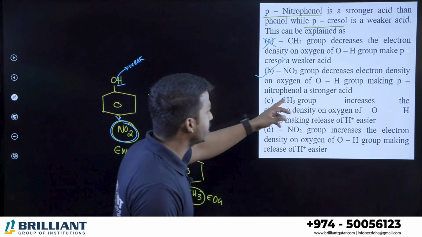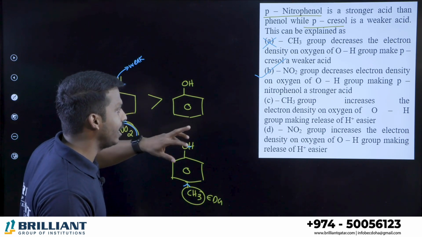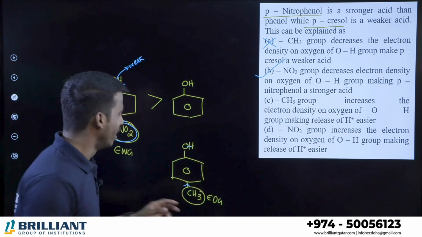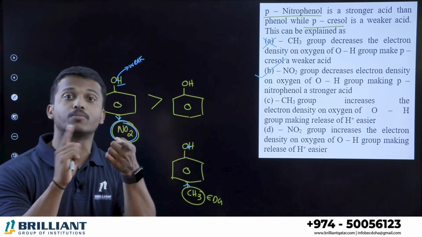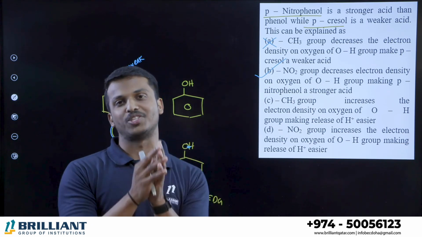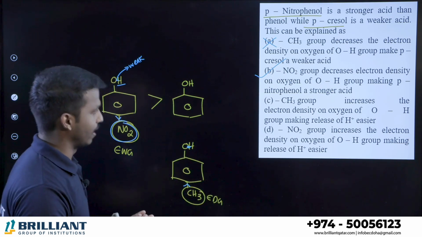Option C, CH3 group increases the electron density on the OH group, making release of H plus easier. No, CH3 is giving electrons, okay fine. By the way, the OH bond becomes stronger, so you cannot donate H plus ion. Okay, so I think the best answer is which one? Option B itself. Next one.